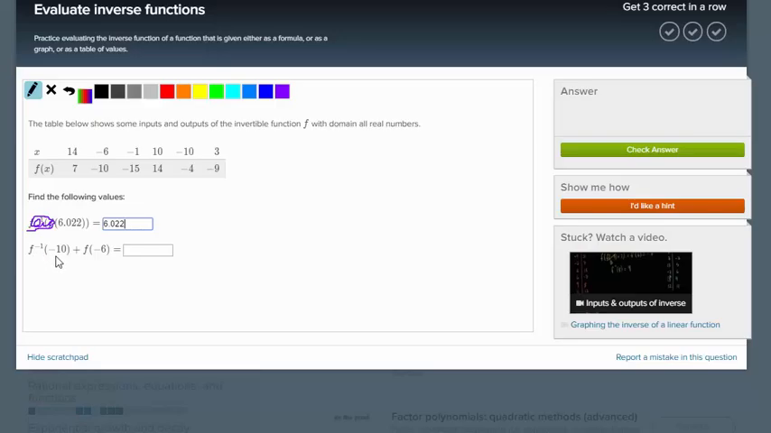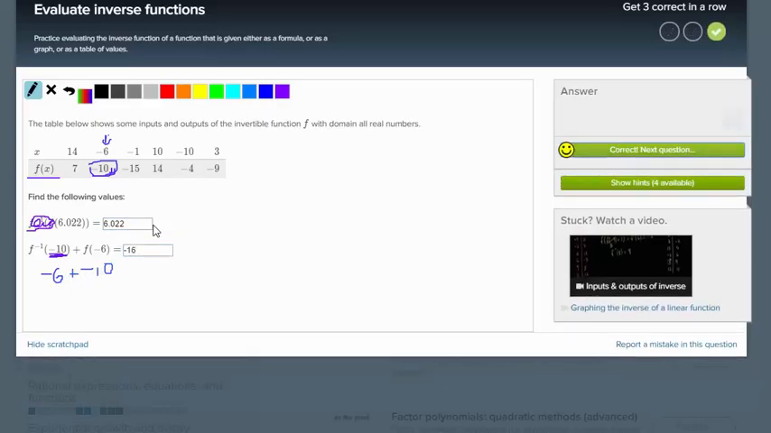This says f inverse of -10 plus f of -6. So f inverse, this means this is my output. So I'm looking down here first. So f inverse of -10 is actually going to be -6. Then it says find f of -6. So f of -6 is -10. And then add them together. -6 plus -10 is -16.